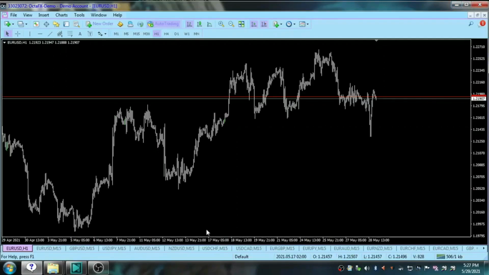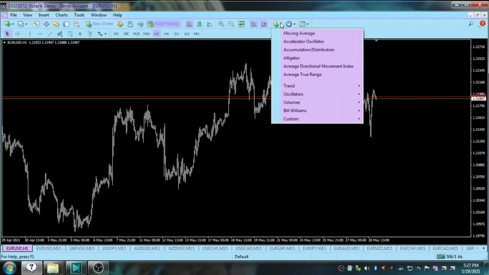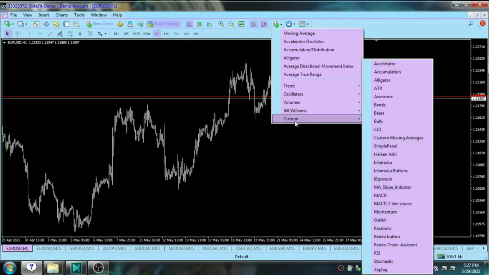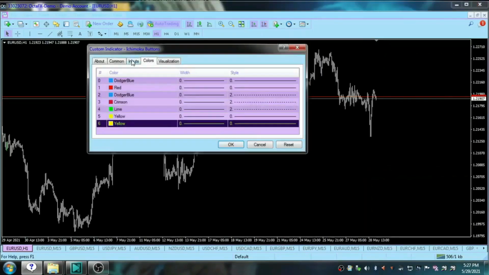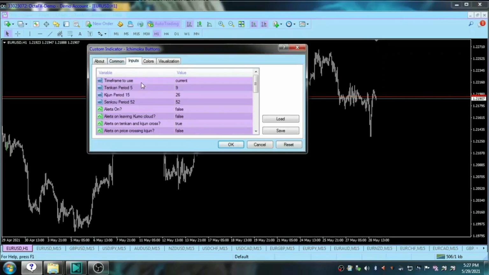Today I am going to introduce a useful tool for trading, that is the Ichimoku toggle button indicator with alerts. Let me attach the indicator to the chart and I will explain its functions. You see, it is fully customizable.